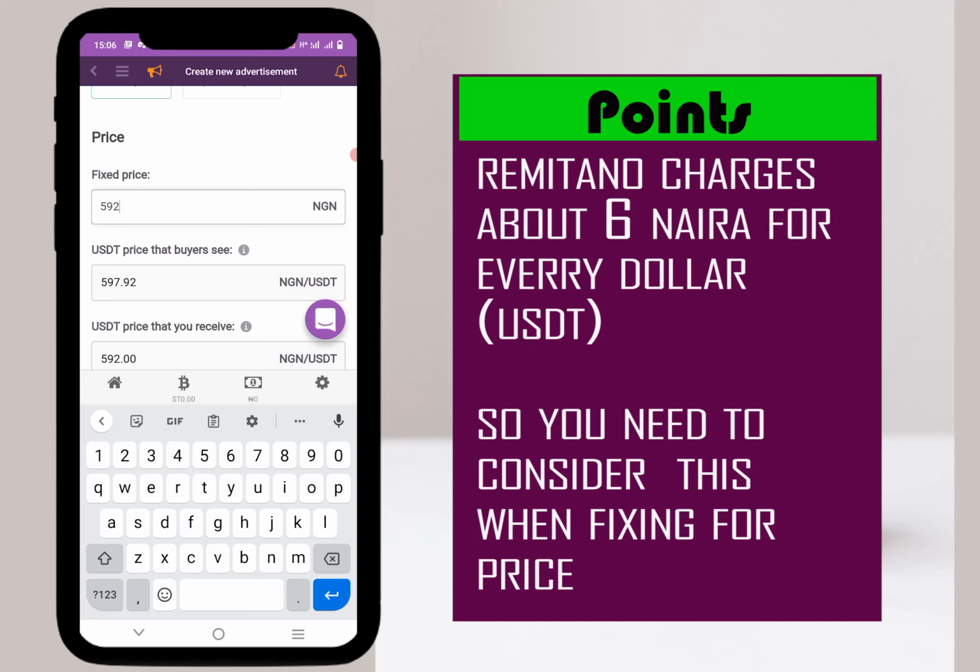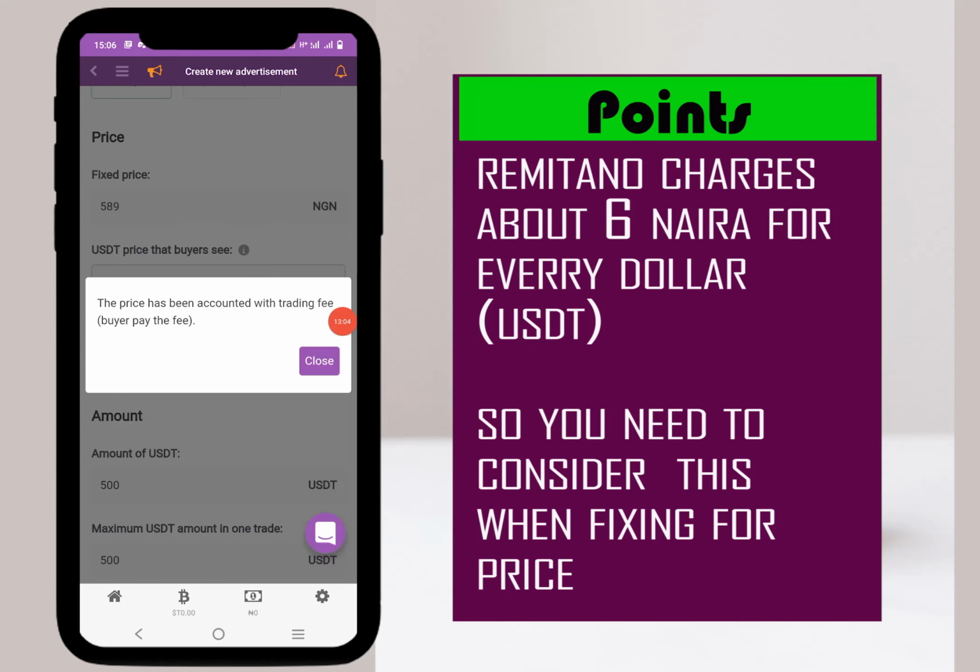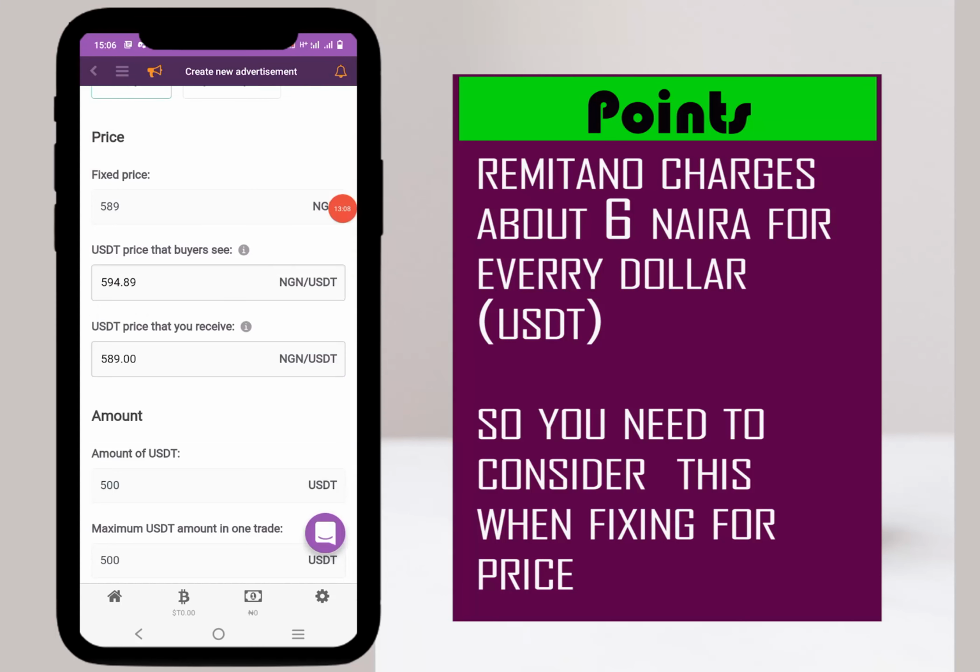Remember, I told you Remitano takes about up to 6 naira. So with this, I might say, okay, please just put me on 587. With 587, you see I've landed at 592, so I can be able to trade. Or better still, you can increase yours and leave it at 589, so your buyers are going to see 594. Hopefully the price has been accounted with the trading fee. The buyer pays the fee. So that's exactly what we are seeing here.